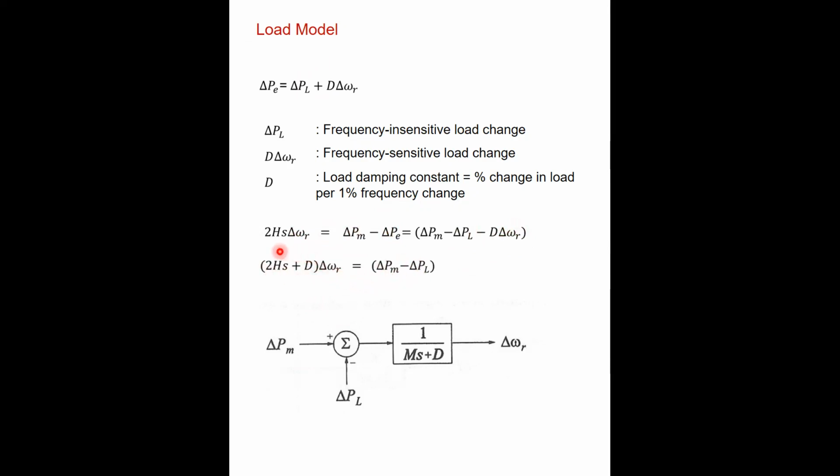So now this quantity we have written down, this is the mechanical time constant, that is twice the inertia, and this is the load damping constant. Then you have at the output delta omega, this one, and this mismatch power is here. So you have the load change, negative, and this is the mechanical power. This load change can be positive or negative here.